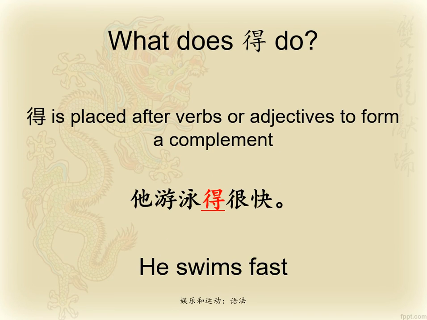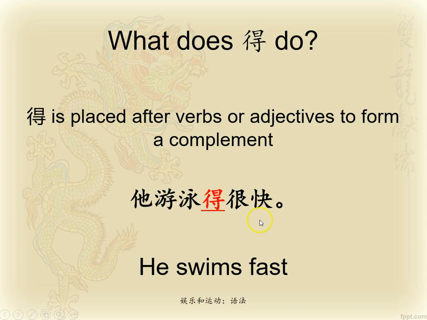What happens is the 的 is placed after a verb or an adjective to form a complement. Now, a complement is to draw the sentence together. It doesn't mean a compliment, although most of the time it will be a compliment of a nice nature. But what it's actually doing is drawing the sentence together to make more sense.